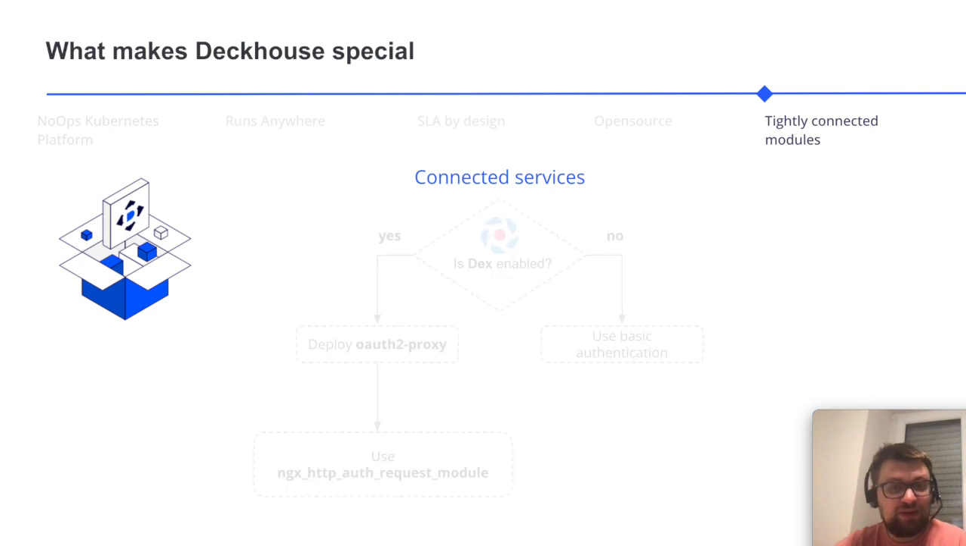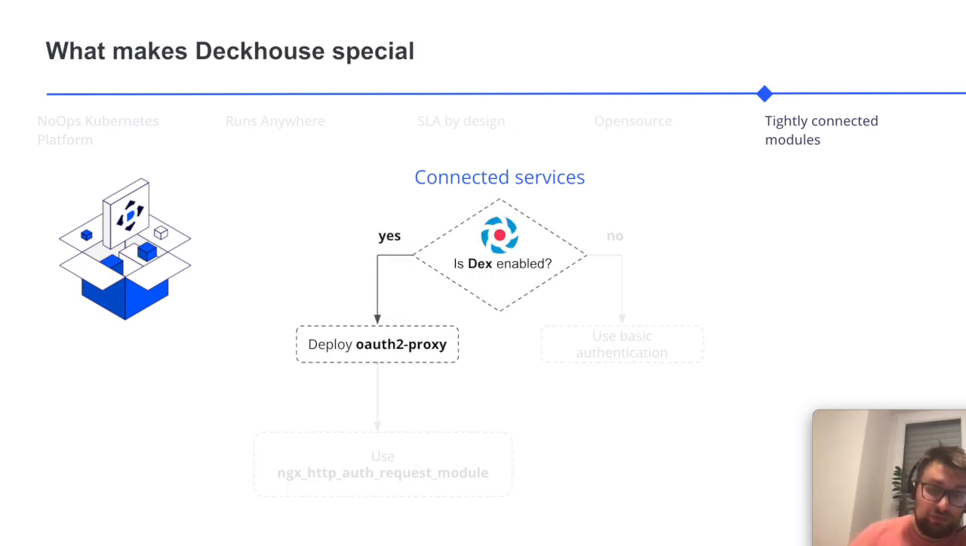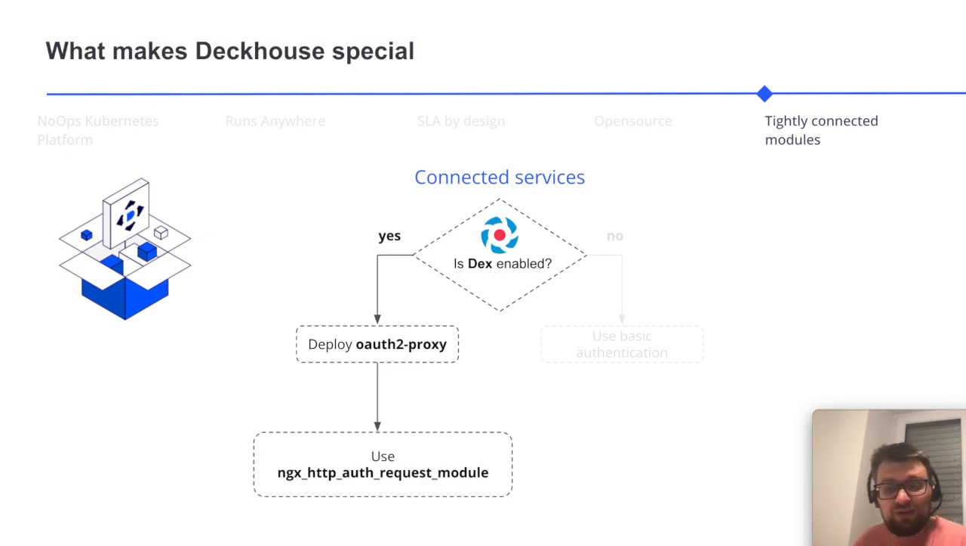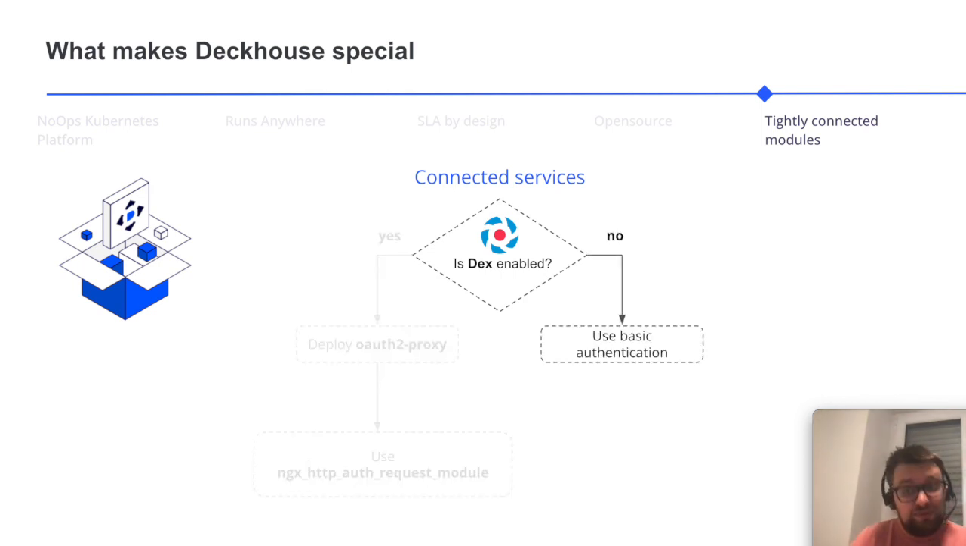Another great example is authentication. So if Dex is enabled in the cluster, we can deploy OAuth2 Proxy and configure all ingress resources for our modules to use this OAuth2 Proxy with the auth request module for authentication. So if Dex is disabled, we can just generate some basic authentication passwords. Yeah, for some development purposes, this is also good.